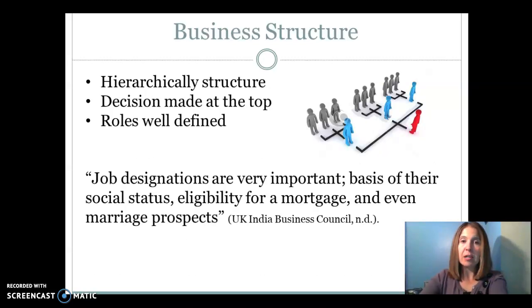The business structure, kind of like the family structure, is also very hierarchical. Decisions are made at the very top. So at a business meeting, unless you have the owner or the most senior manager or the president attending the meeting, a decision probably will not be made. Roles are very well defined within a business. And the Indians are extremely sensitive about what type of roles that they accept within a business.